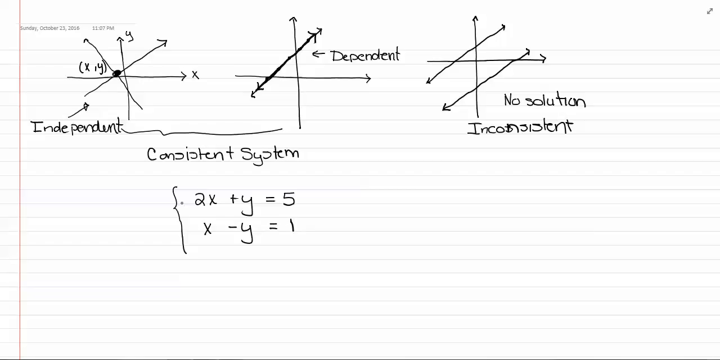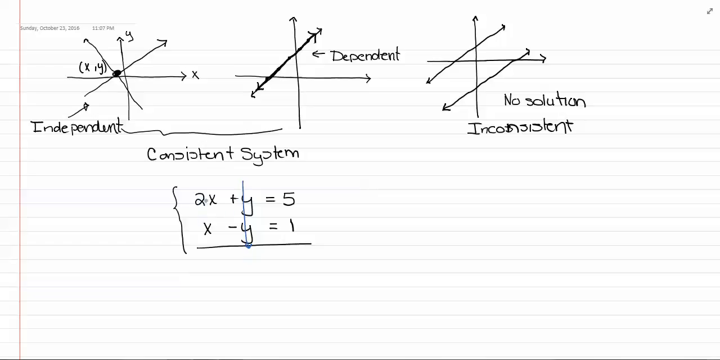This is a system of equations, and I can solve this in a couple of different ways, but I'm going to focus on solving by the elimination method. To do that, the elimination method says if I add the two equations and one of the variables drops out, I can solve for the remaining variable. In this case, if I add the two equations together, notice that the y terms are going to cancel out. Plus y minus y cancels out to 0.